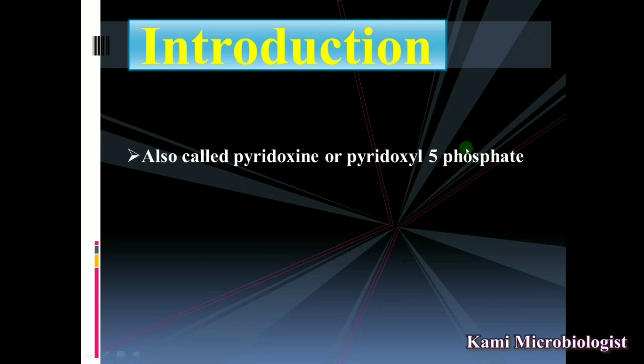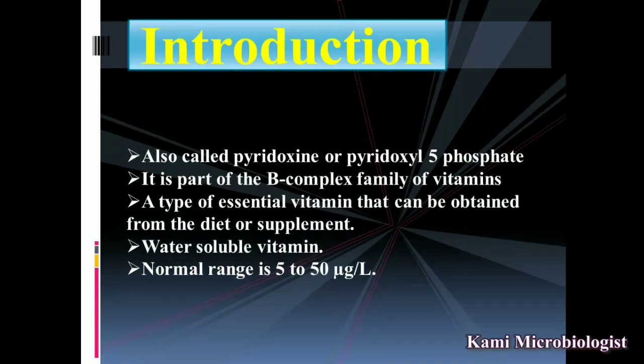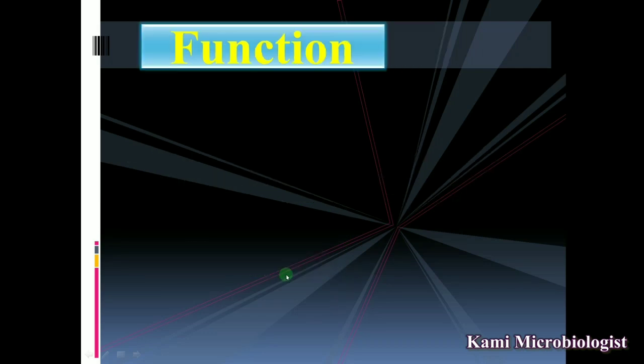It is actually called pyridoxine, or we can call it pyridoxal 5-phosphate. Vitamin B6 is part of the vitamin B complex family of vitamins. It is also an essential vitamin, meaning our body cannot make it, and it can be obtained from the diet or supplements. It is also a water soluble vitamin. Now the normal range of vitamin B6 is 5 to 15 micrograms per liter.